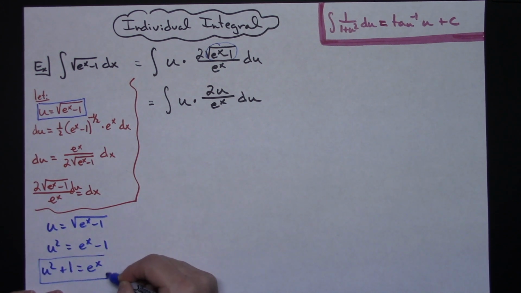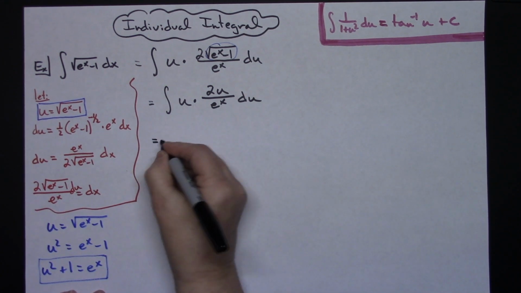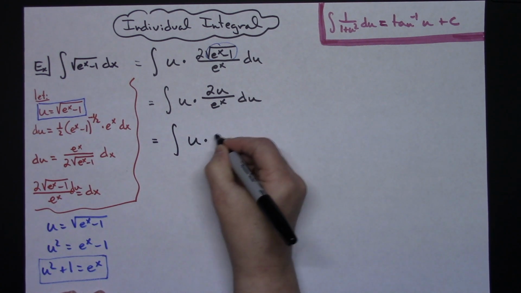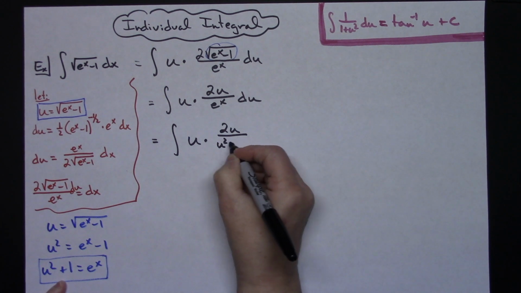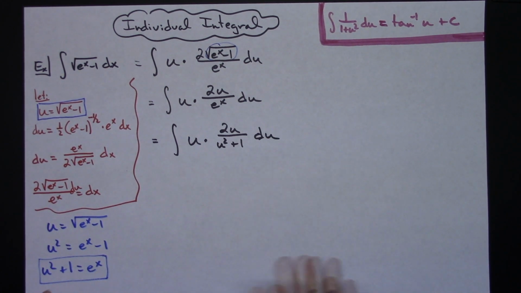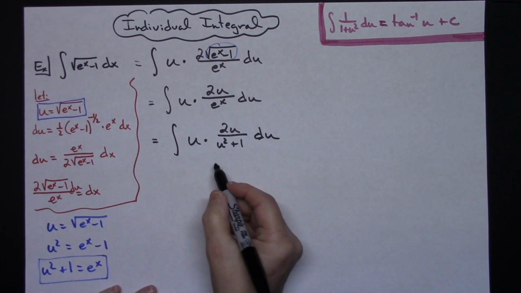So that's going to give me something with a u variable that I can substitute with this e to the x. Alright, so we'll have the integral of u times 2 over u squared plus 1 du. At this point we have finally gotten rid of all of our e to the x's and all of our x's. Okay, so let's simplify this a little bit.